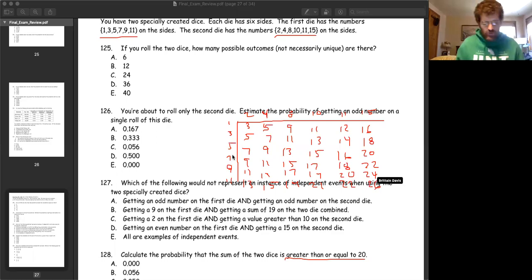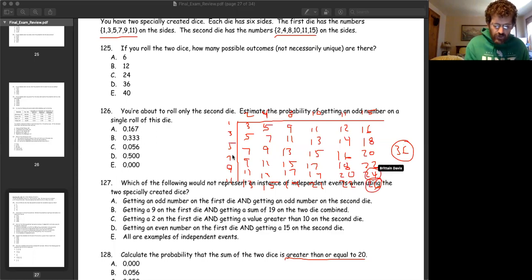Okay, so you'll have to do something like this. We know there are 36 outcomes. 6 times 6 gives us 36 outcomes. And how many of those are 20 or greater? I got 1, 2, 3, 4, 5, 6, and this one right here, 7. So it's 7 out of 36 is the final answer, and you'll see it's in decimal form.